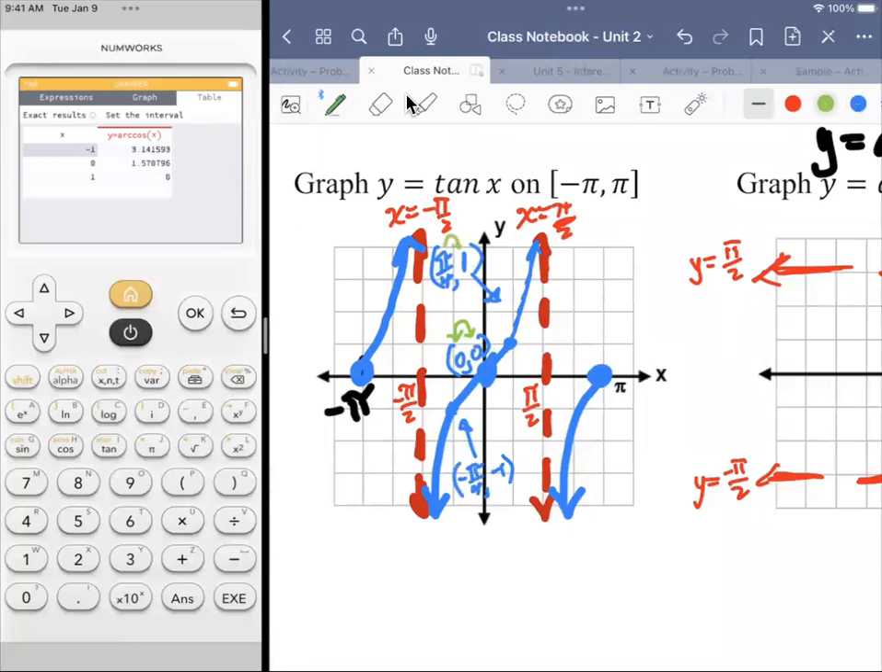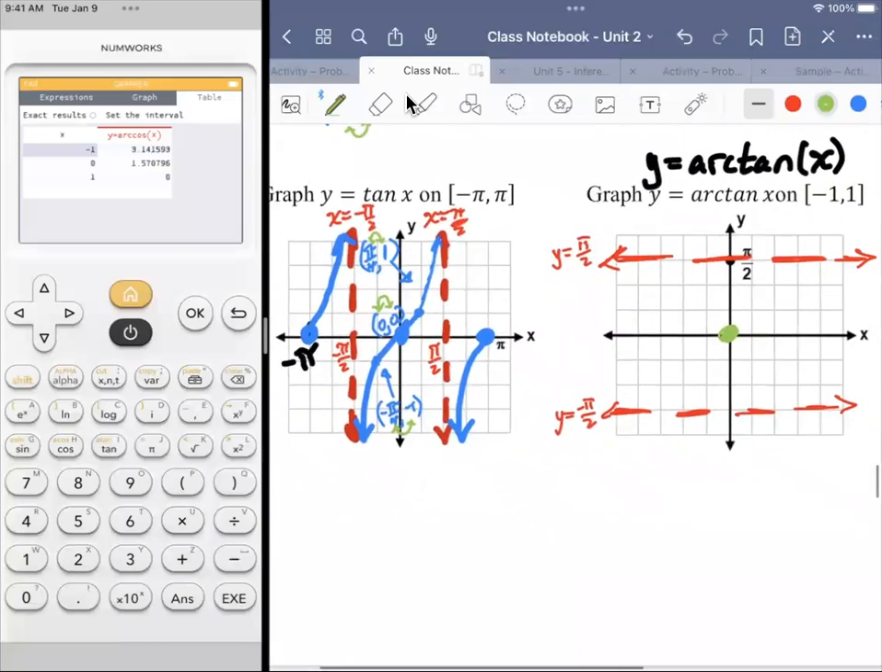Flipping. Each one of them gets flipped. So 1 comma pi over 4. Again, it's all dependent on the scale. So I'll call this 1, and I'll call this negative 1. So 1 comma pi over 4. Halfway between 0 and pi over 2 would be pi over 4. And negative 1, negative pi over 4.